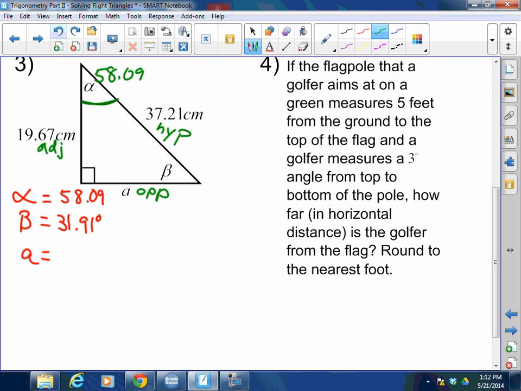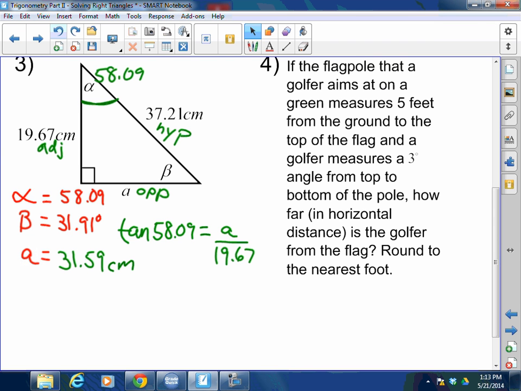All right, we got a little bit of both, so I'm just going to do tangent since we haven't done it. Opposite over adjacent. So tangent of 58.09 equals opposite over adjacent. Go ahead and solve for A. Tangent of 58.09 times 19.67 should equal 31.59, and of course that's centimeters. Excellent.